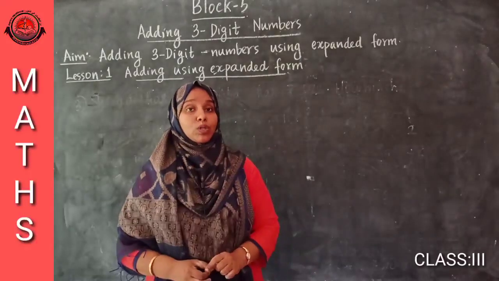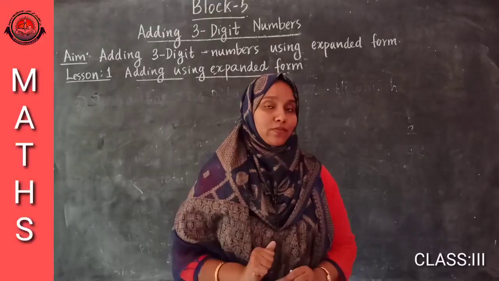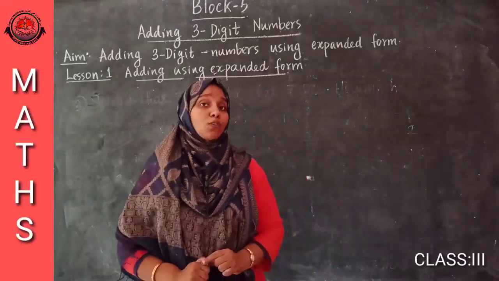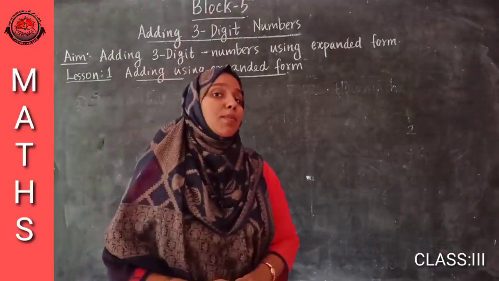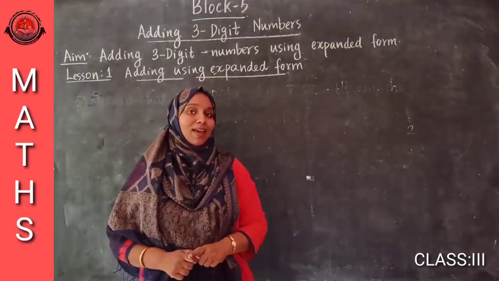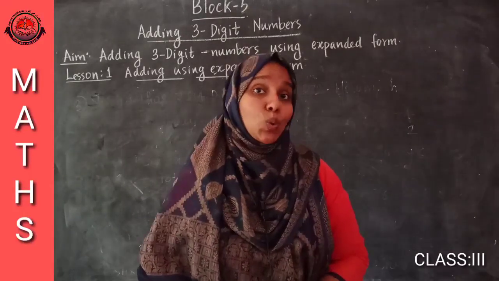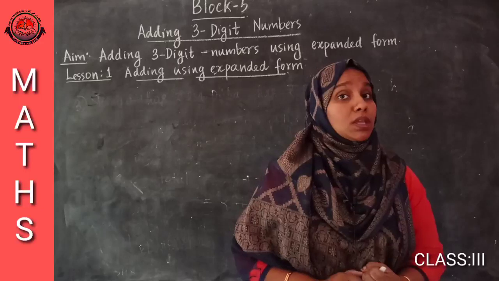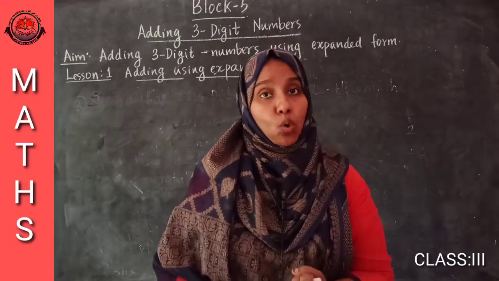Today we are going to learn a new block, block 5. Block 5 is about adding 3-digit numbers. In our last block we learned adding 2-digit numbers. How many methods did we learn? Expanded form and column method.